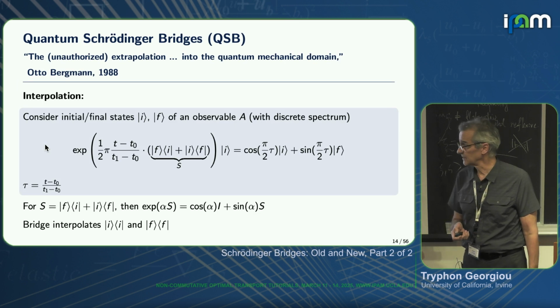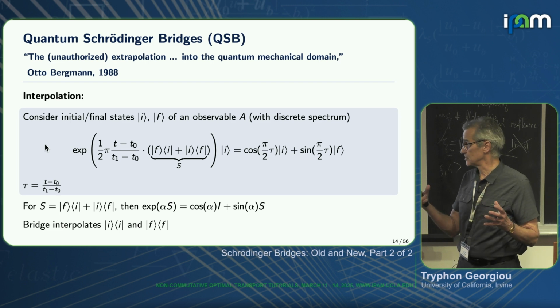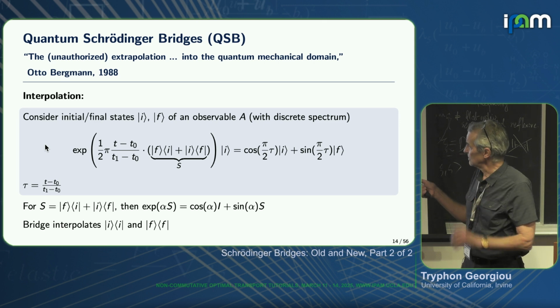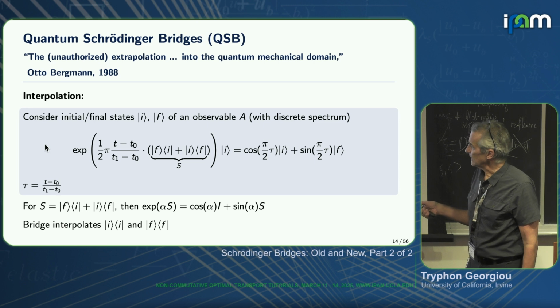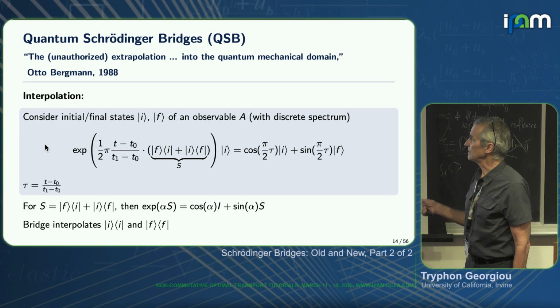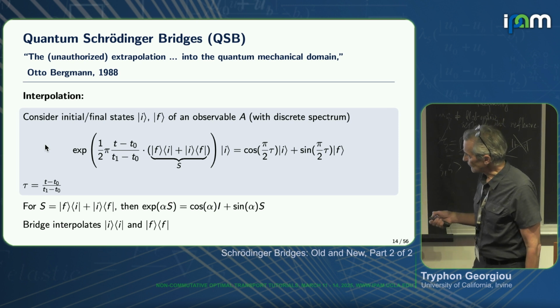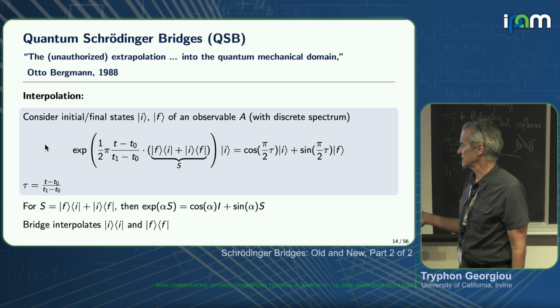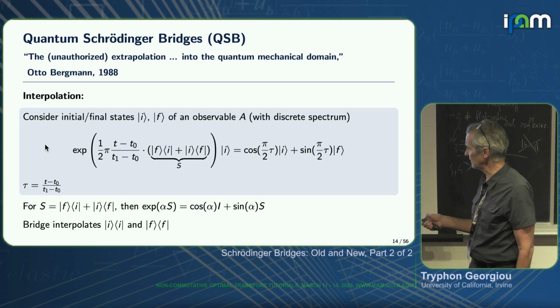So the first attempt to do a bridge at the level of quantum states, and this is more like a pin bridges rather than Schrödinger bridges, was by Otto Bergmann in '88, and he prefaces the paper by saying this is an unauthorized, in quotes, extrapolation of ideas of Schrödinger, etc., into the quantum mechanical domain. So, for example, consider initial and final states and think of them as eigenstates of some observable, initial and final, I for initial and F for final.